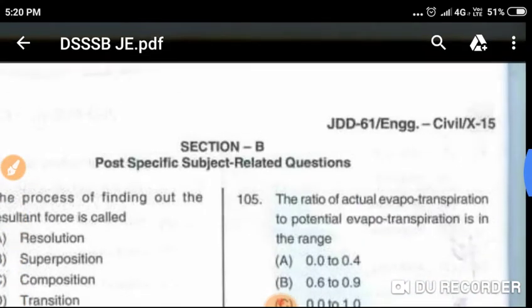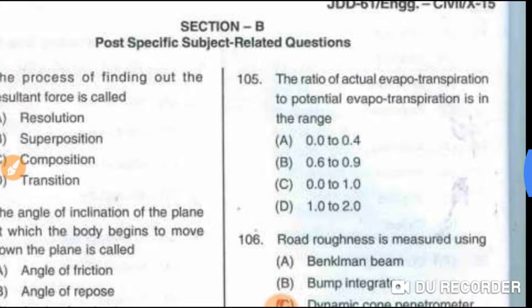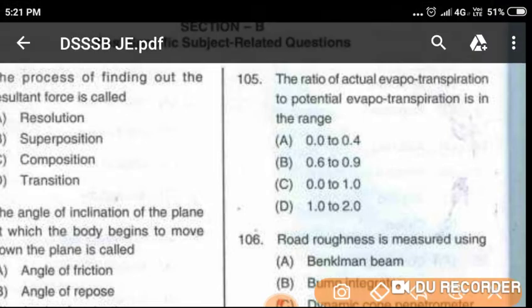Question number 105. The ratio of actual evapotranspiration to potential evapotranspiration is in the range of option A 0.0 to 0.4, option B 0.6 to 0.9, option C 0.0 to 1 point, and option D 1 to 2 points. So here the correct answer will be 0.6 to 0.9. Option B is the correct answer.